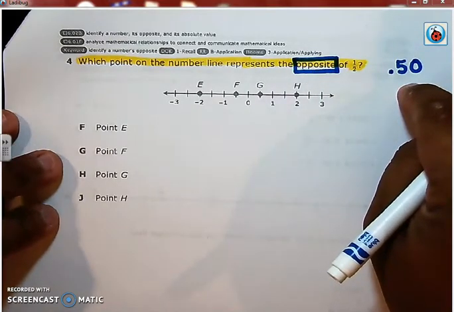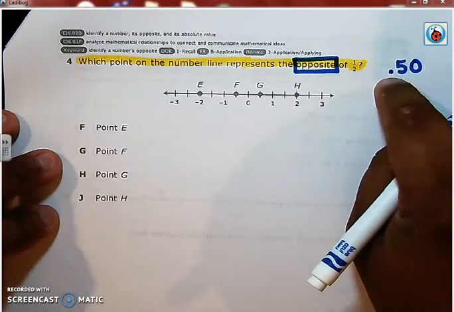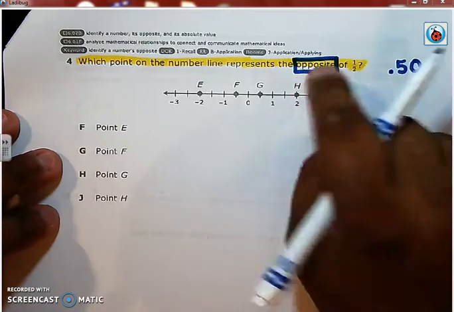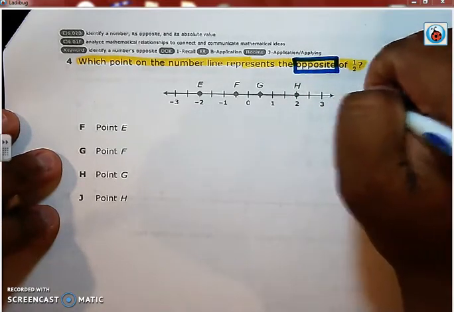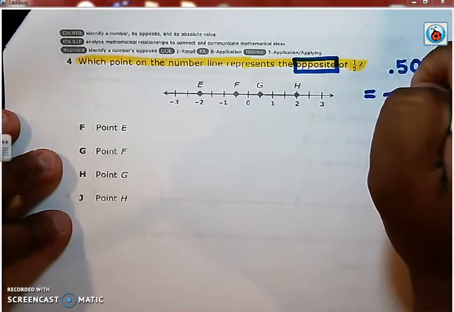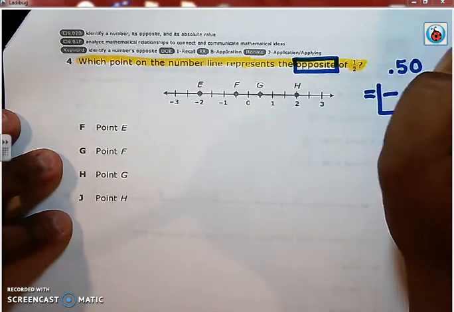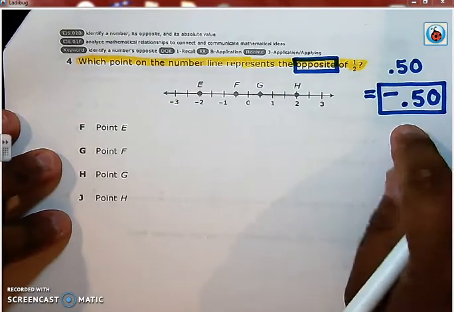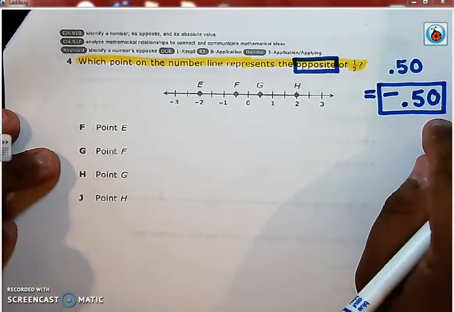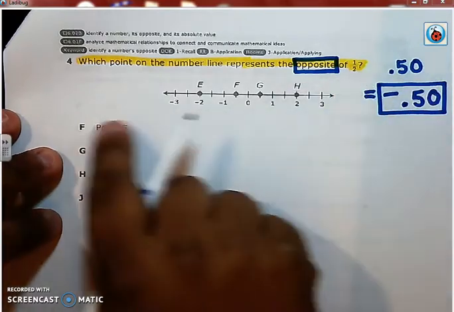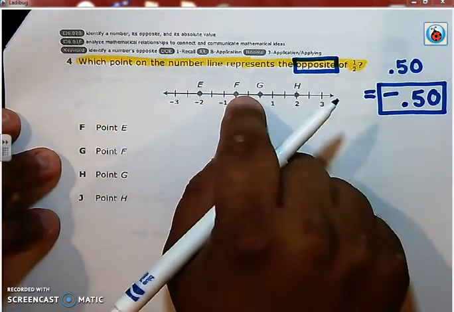So you want the opposite of 50 cents. So let's look at what we have. It's a positive 50 cents. So the opposite of it is going to be a negative 50 cents. This is the answer we're looking for. Which point is negative 50 cents? Because that is the opposite of 1/2. So we need to know what these points are on the number line.